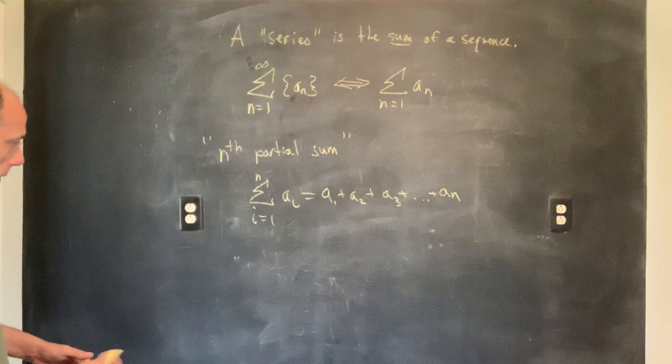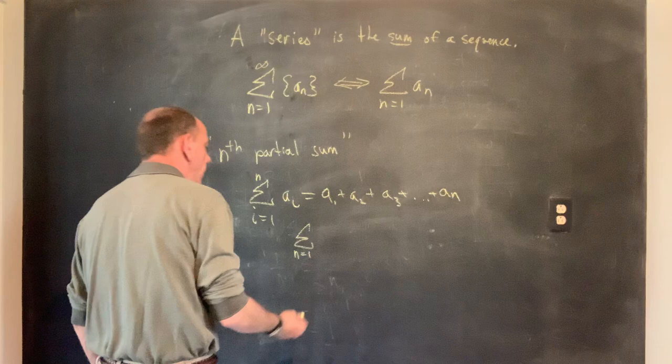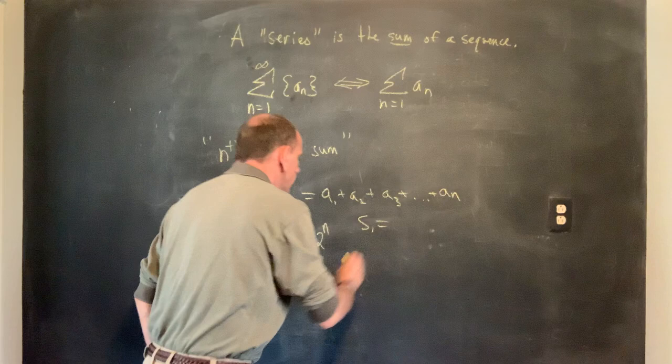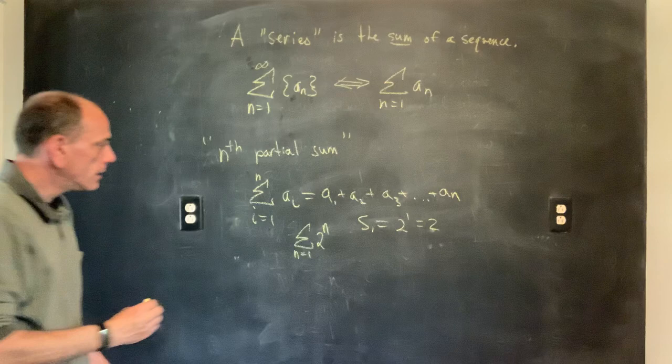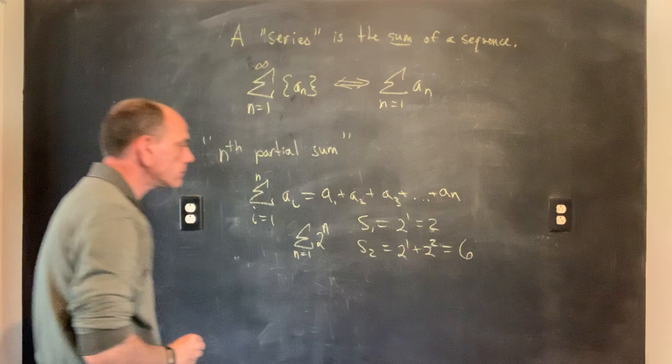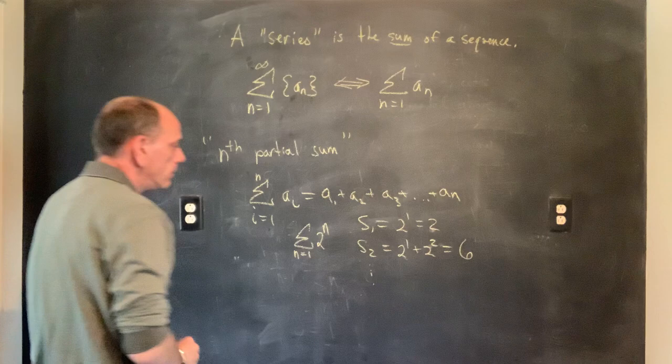So let's say we had, for example, the series n equals 1, 2 to the n. Okay, so if I wanted to look at the first partial sum, well, that would just be 2 to the first, so just 2, right? Second partial sum, that's going to be 2 to the first plus 2 squared, which is 6. Okay, and so on, right? As we go down.